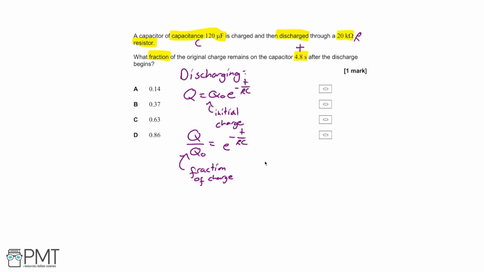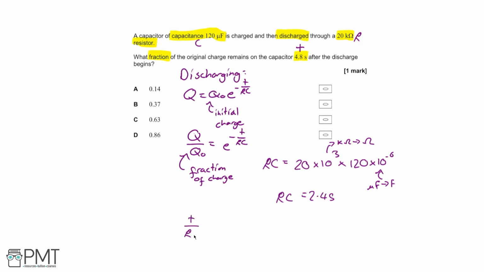So we can calculate this, and first we'll do RC, which is given by 20 times 10 to the 3 from the resistor. So this is from converting kiloohms to ohms. And then from the capacitance, we've got 120 times 10 to the minus 6. That comes from converting microfarads into farads. So RC is given by 2.4 seconds. Then we can evaluate t divided by RC, which is equal to 4.8 divided by 2.4, which is 2.